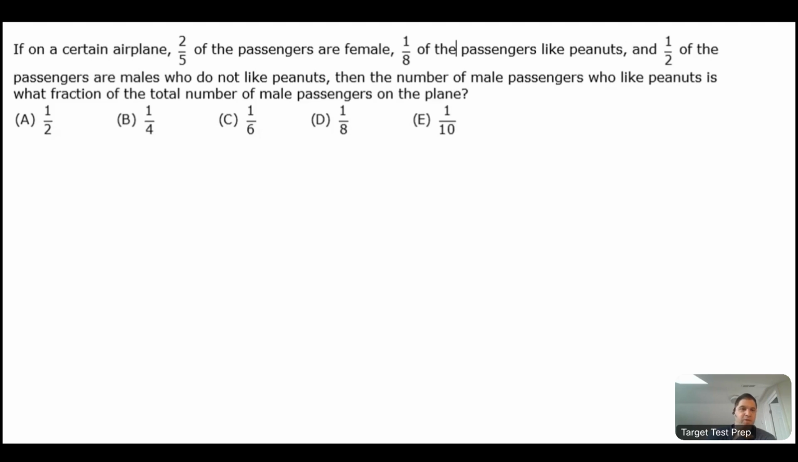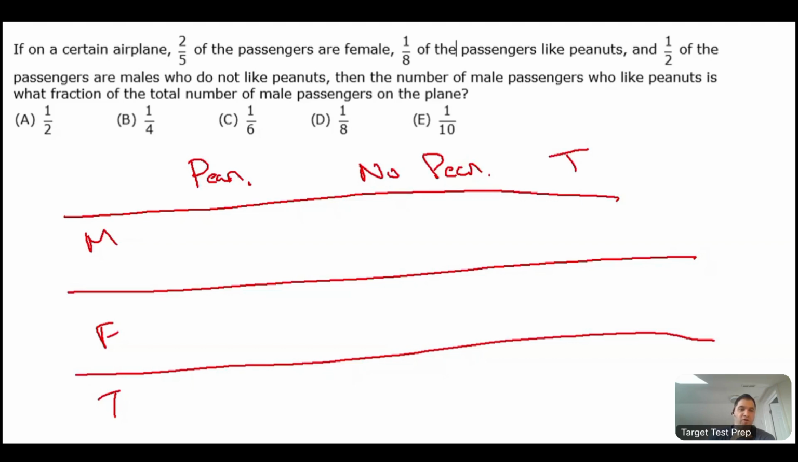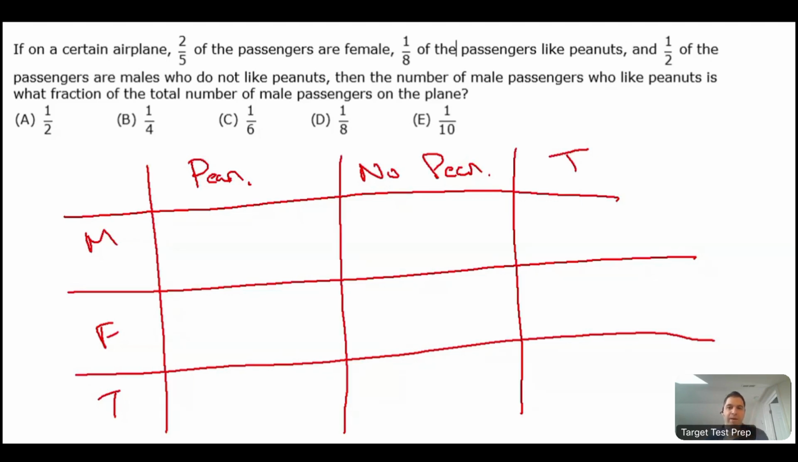So key with this problem, or at least in my opinion, we have the peanut people, the no peanut people, the total, males and females. Now, you can use fractions here if you want, but I actually think a good way to deal with this question is to get a smart number, but that smart number can't be 100. It's got to be something that's divisible by 5, 8, and 2, right? So 40 is a wise number to use, then you just go through it.